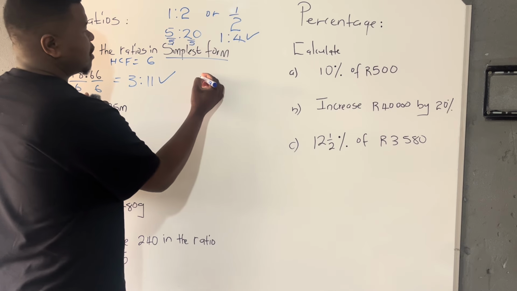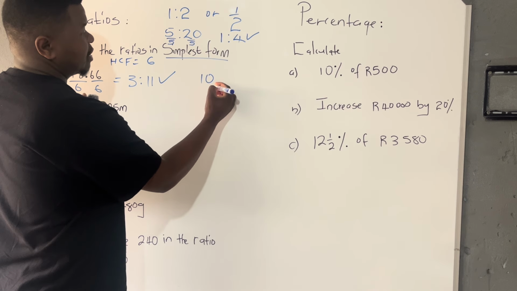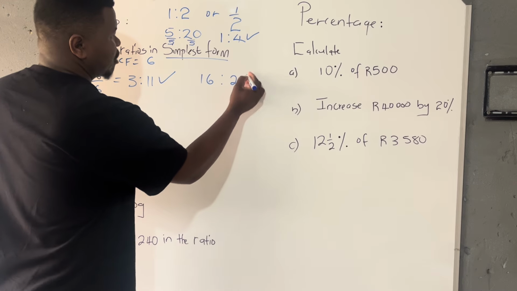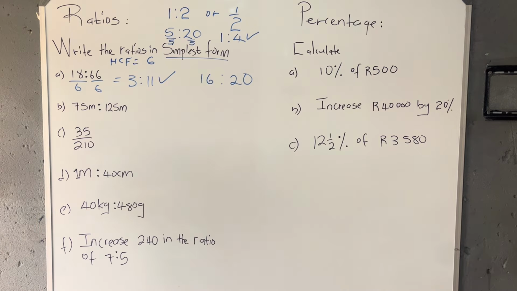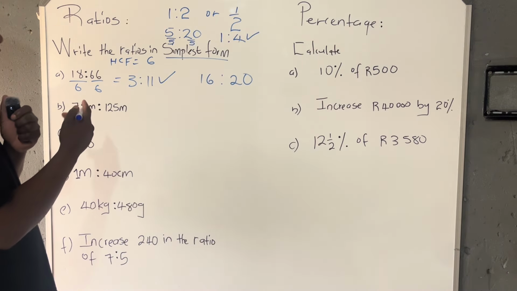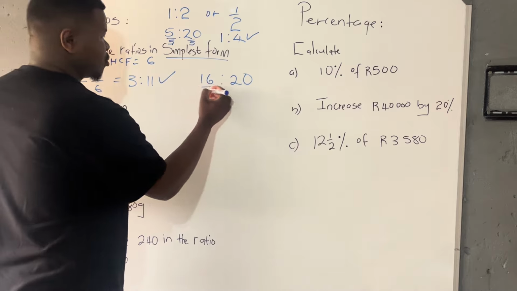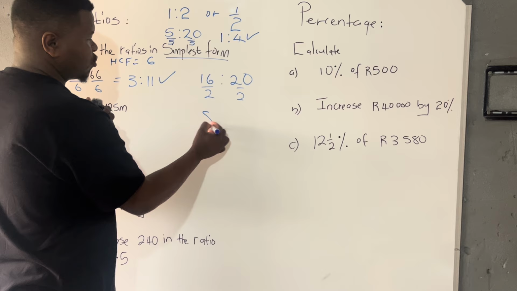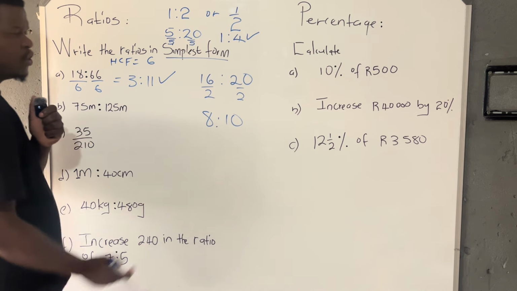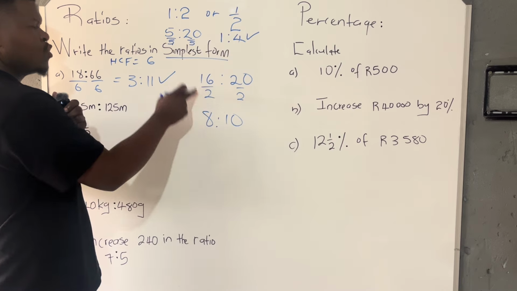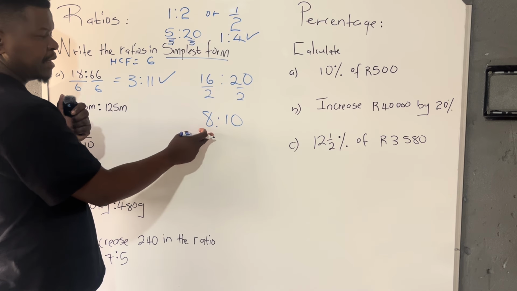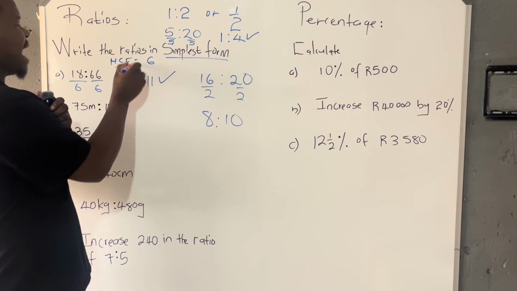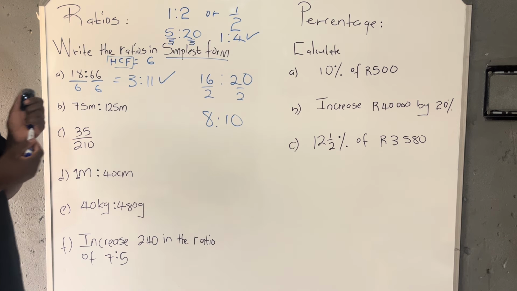Example, let's say I have a 16 and a 20. Then there's a learner who is very much aware of what is expected. The learner decided to use 2. What does this mean to us? It's like we are now going to have 8 is to 10. You realize that because you used 2, you are still forced to simplify it further, which is why it's important to find what? The highest common factor.